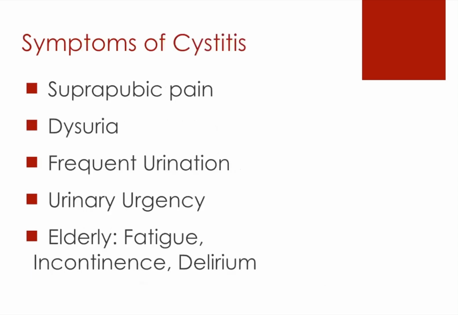Let's talk about the symptoms of cystitis. So you can have suprapubic pain, which is pain in the lower abdomen, dysuria, which is pain or difficulty urinating. Patients will have an increased urination, an increased frequency of urination, and an increased urgency of urination. And elderly patients will experience fatigue, incontinence, as well as delirium. This is very important because it's very difficult to differentiate between delirium that may be caused by sepsis or delirium caused by cystitis.